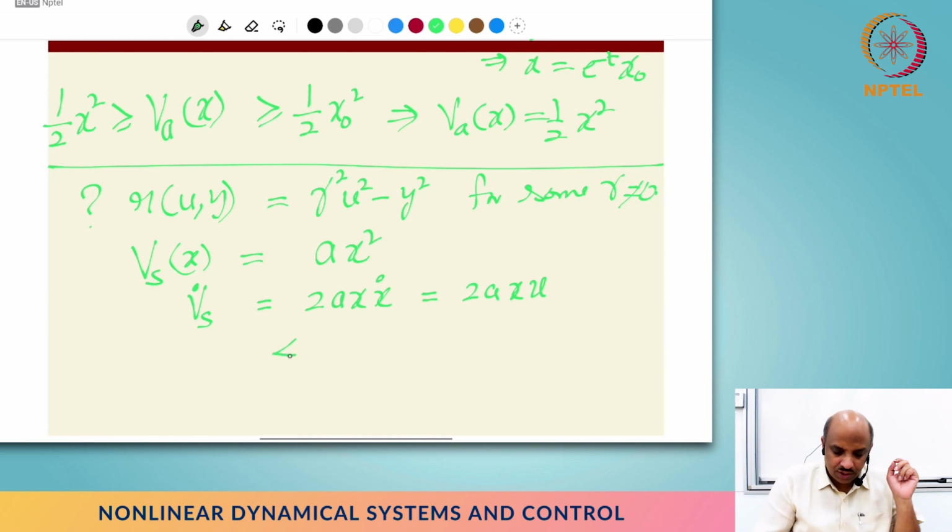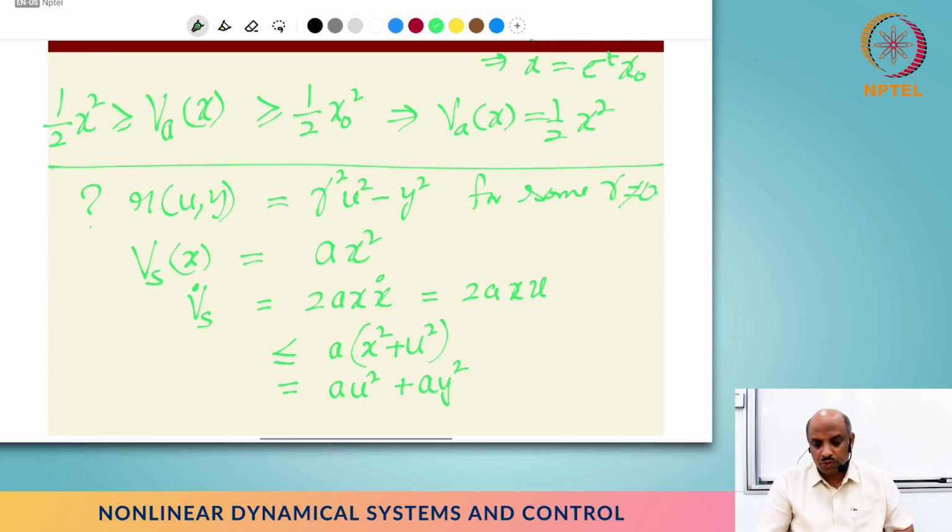Certainly we know that this is true: 2axu is always less than or equal to a times x square plus u square. I'll leave that as homework for you, or for that matter we could even just say a times x square plus u square. So we seem to be getting somewhere. We have the form a times u square plus a y square. But in reality we want minus y square, so it doesn't seem to work out that way.